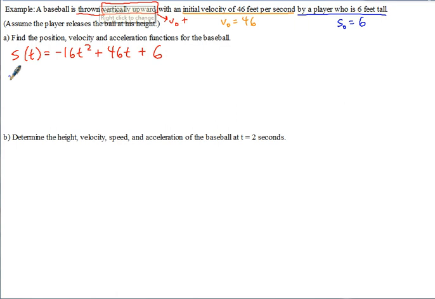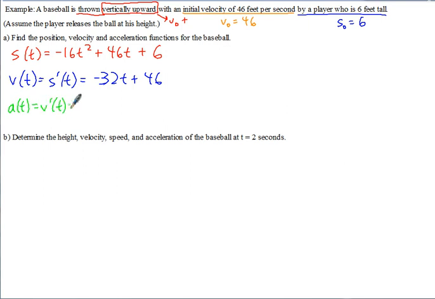And then we take the derivative of that. The velocity, which is also s prime of t, the derivative of the position function, will be negative 32t plus 46. The derivative of 6 constant by itself is 0. And then the acceleration function, which is the first derivative of the velocity function, or the second derivative of the position function: the derivative of negative 32t is just negative 32, and the derivative of 46 constant by itself is 0.